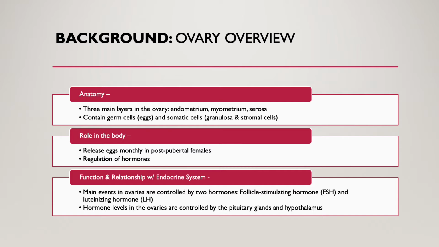The main events in the ovaries are controlled by two hormones, FSH, or follicle-stimulating hormone, as well as LH, luteinizing hormone. The hormone levels in the ovaries are controlled by the pituitary gland and the hypothalamus.